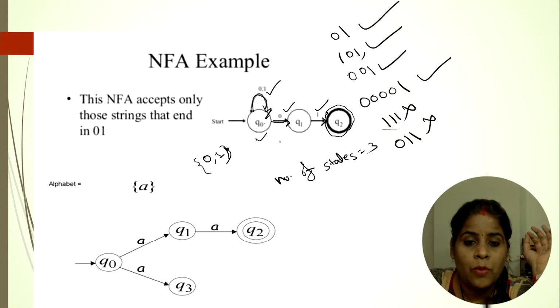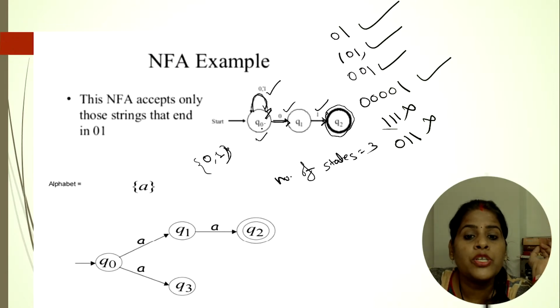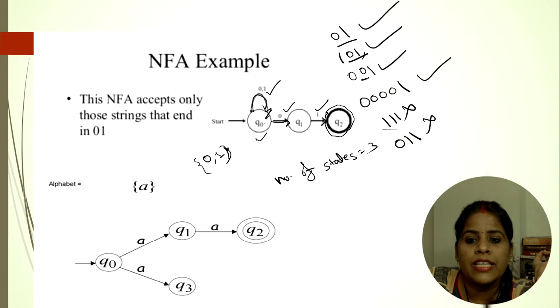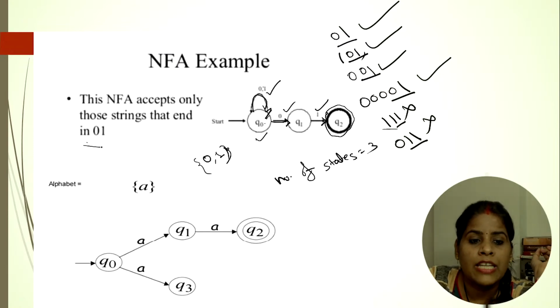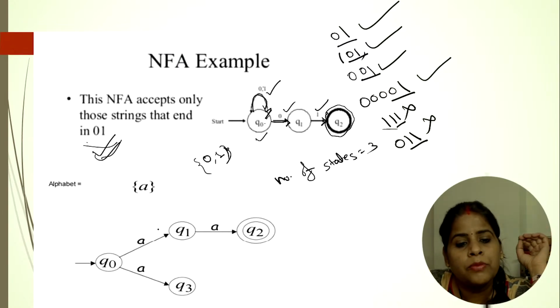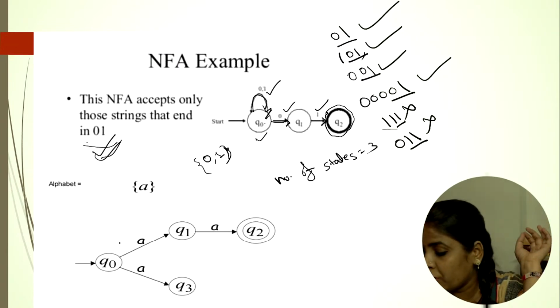So come to the option. The 1 1 1 will not be accepted. Why? Because Q0 is not a final state. So this is a string ending with 0 1. Check here. It is 0 1, it is 0 1, it is 0 1, it is 0 1. Okay, but here is 1 1 1 1. This will not be accepted. Okay, so this NFA is made for this type of language, this type of string. Okay, now come to another type of NFA. NFA, non-deterministic finite automata.